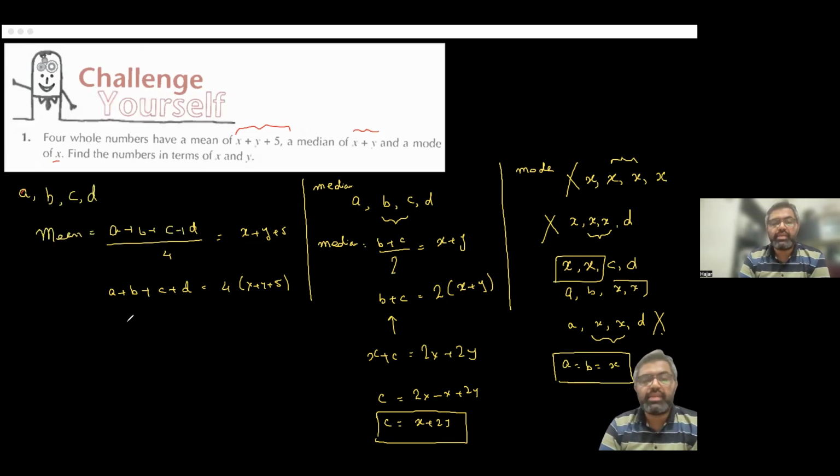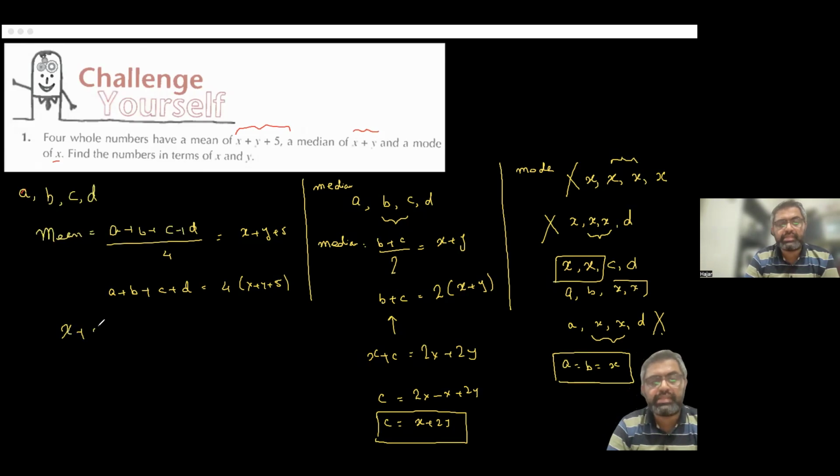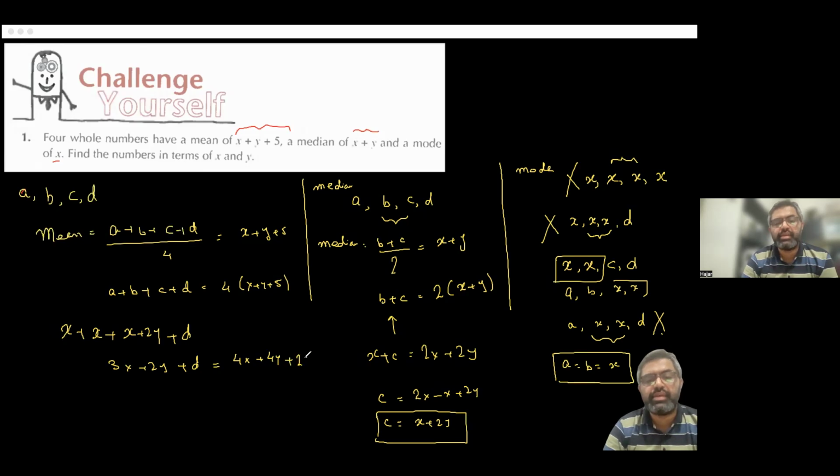We have to plug everything into the first equation, A plus C plus D. So the value of A is X, the value of B is X, the value of C is X plus 2Y, and D is unknown. We can add up everything. This is 3X plus 2Y plus D, which is equal to 4X plus 4Y plus 5 into 4 is 20. Bring all the X's and Y's to one side, so we get the value of D.